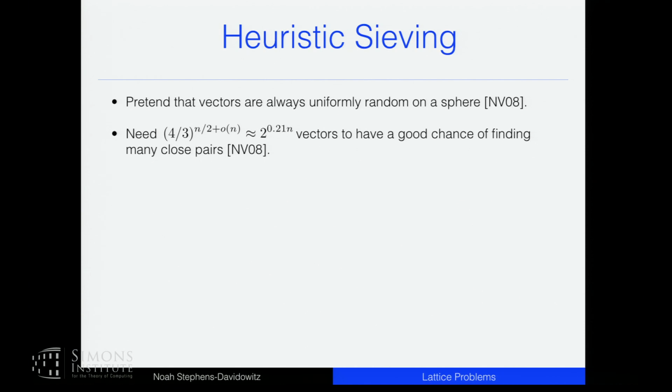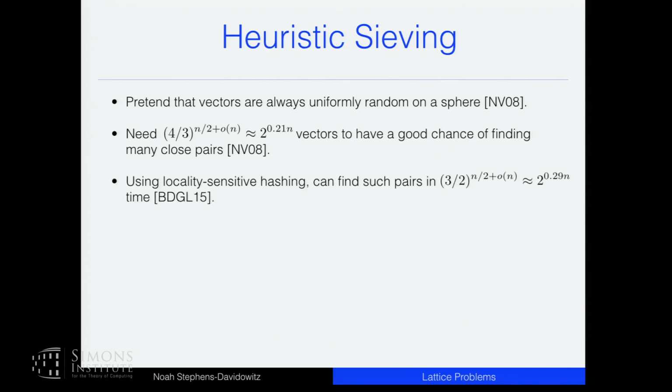The important thing about these sieving algorithms is that you need the constraint on the running time, where everything comes from, is that you need (4/3)^(n/2) vectors in order to have a good chance of finding many close vectors. So you need exponentially many, and this is like a simple calculation. It might not look so simple. This is the number of random vectors that you need to have on a sphere before you expect to find 2 that are very close together. And once you find 2 that are very close together, you expect to find many. So this is the constraint.